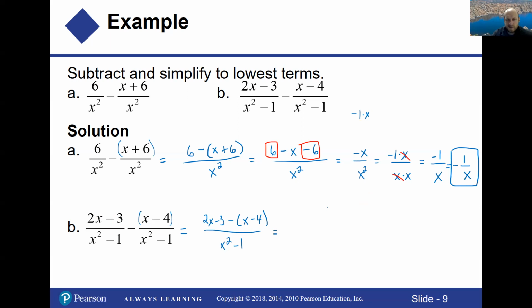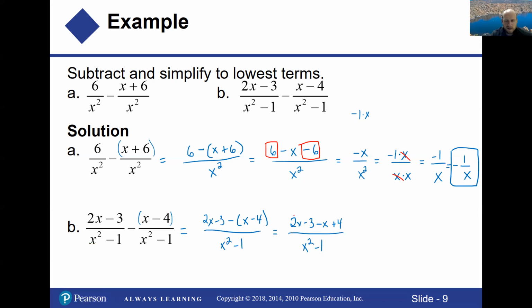So let's go ahead and let's distribute here. So I have the 2x minus 3, nothing happens with that. But now I distribute this negative to both terms inside of this expression. So distribute the negative to the x, it makes it a minus x. Distribute the negative to the minus 4, and that makes this a plus 4. And that's still over x squared minus 1.